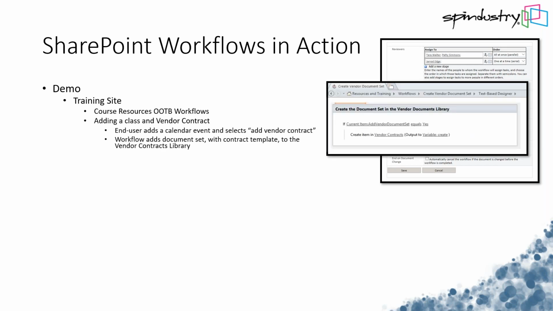Then I'm going to take you to our class calendar. And on the class calendar, when a staff member adds in a new date on the calendar for a class, one of the things that has to be done behind the scenes also is we have to do a contract for the instructor, the person who's going to create that class. So what we're going to do is have the workflow go through and just automatically create a document set for that contract, and then inside of that document set, the template for the contract's already going to be in there.